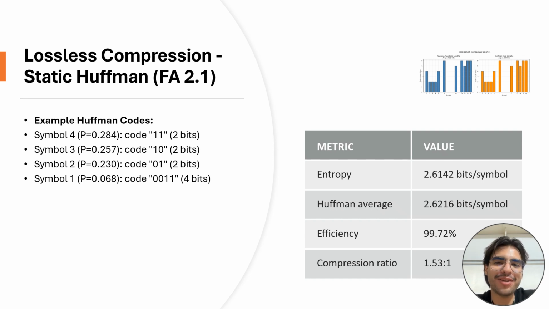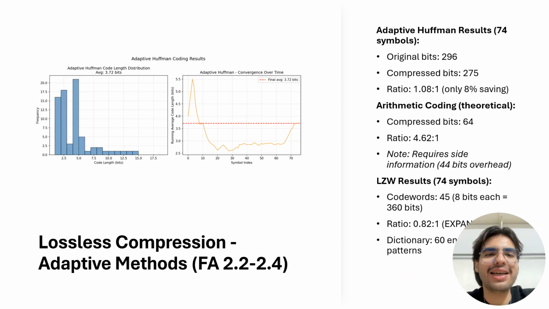As shown in the table, the most probable symbols receive the shortest codes of only 2 bits, while less probable symbols receive longer 4-bit or 6-bit codes. This demonstrates the fundamental principle of entropy coding. Adaptive methods perform worse due to our small datasets of only 74 symbols. Adaptive Huffman achieved a compression ratio of only 1.08 to 1 with 7% space saving. The main issue is overhead.